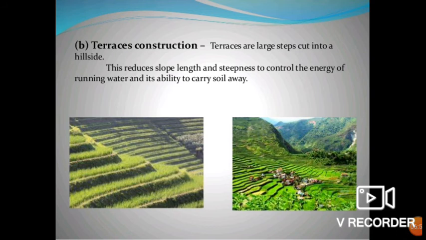Terrace construction. Terraces are large steps cut into a hillside. This reduces slope length and steepness to control the energy of running water and its ability to carry soil away.